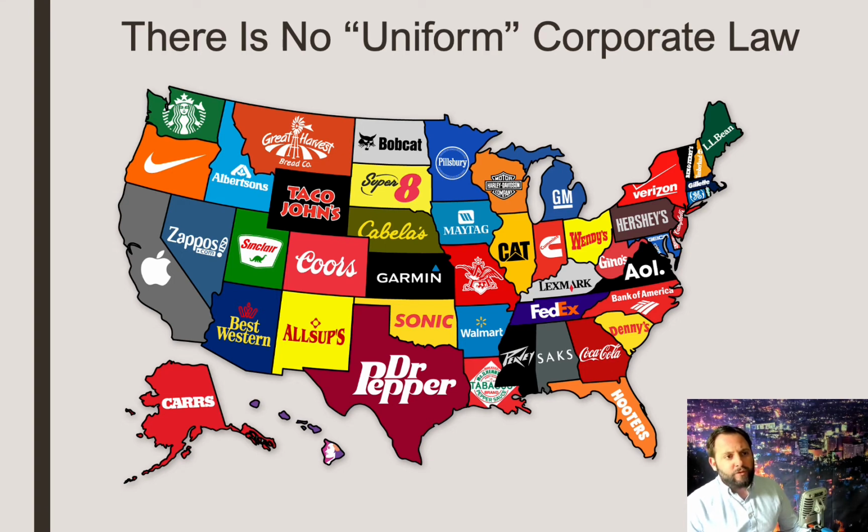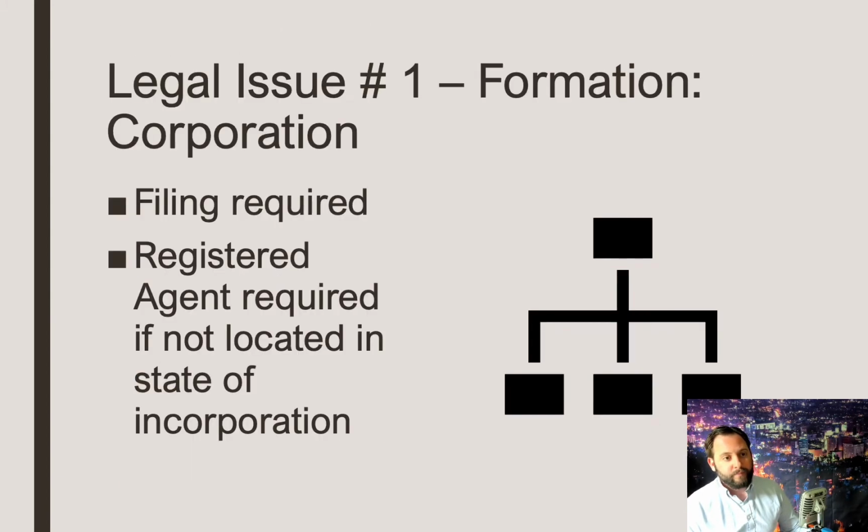The map here shows the largest corporations in each of our 50 states, and it's really meant to just indicate that there is a wide variety of types of corporations and laws that govern them. That said, let's go over some general principles and talk about the 7 issues that may come up in deciding whether a corporation is the right business entity choice for your client.